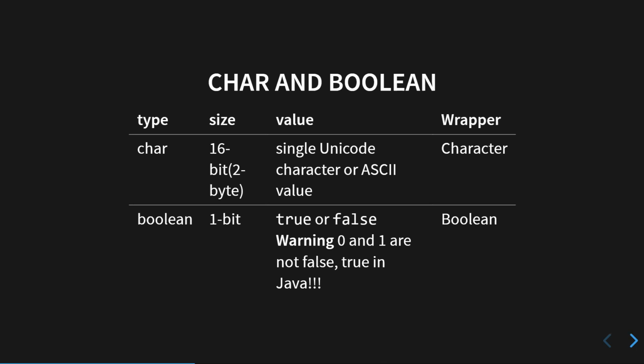Okay, and then a boolean, unlike other programming languages, 0 and 1 are not true and false respectively. Okay, it's either true or false. So in Java, 0 isn't false. Okay, but a boolean is stored in 1 bit. So it's either a 0 or a 1 in the computer, but we can't use it as truthy or falsy, which if anybody can explain that to me, I would love to hear it.